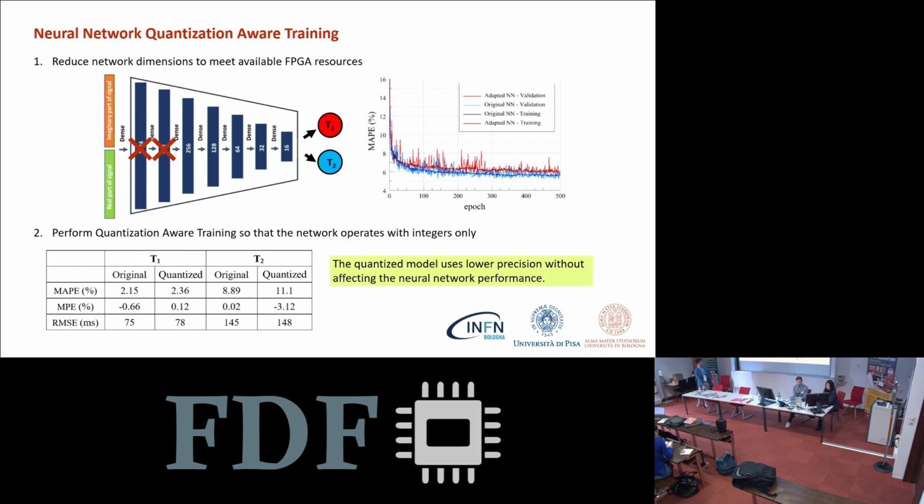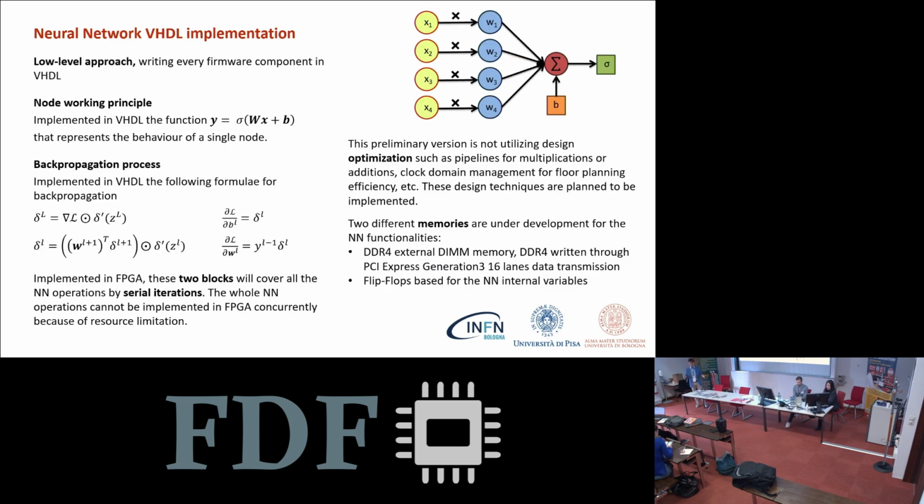Now we are developing the network on the FPGA. So we chose a low-level approach, writing every firmware component in VHDL. And we started by implementing the operation performed by one single node in VHDL. That was the equation I showed you in the first slide. And we just implemented that only once, because all the nodes always perform the same operation. So you just need to call that module and use it again and again.